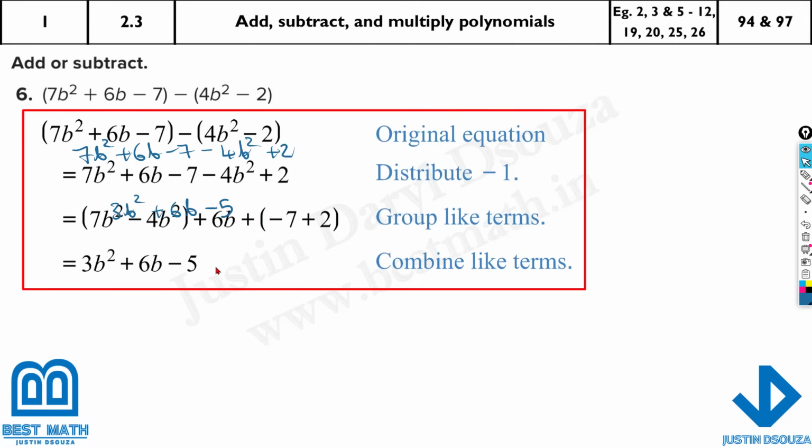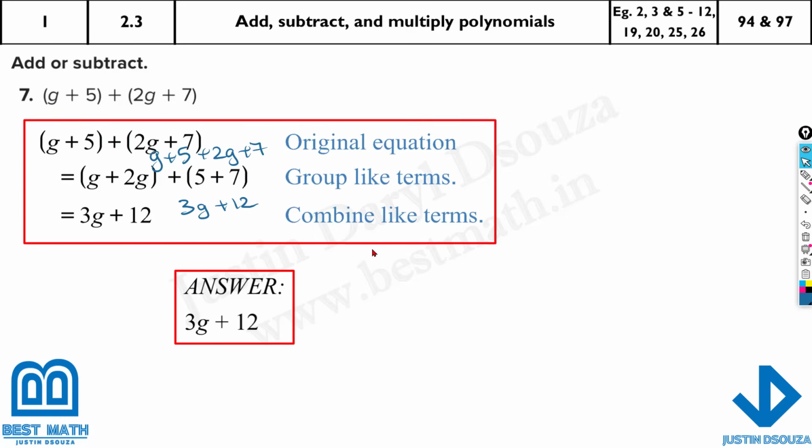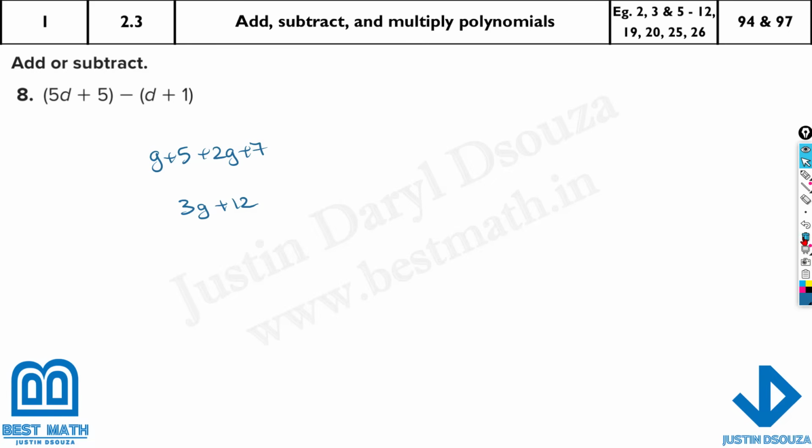Here we go. That's it. And what about this one now? Okay, I thought it was multiplying. It's adding, so it remains the same. The signs will be the same, and you just have to add them. 2 plus 1 is 3, so 3g plus 12. Pretty simple problems, isn't it? 3g plus 12. And now here as well.